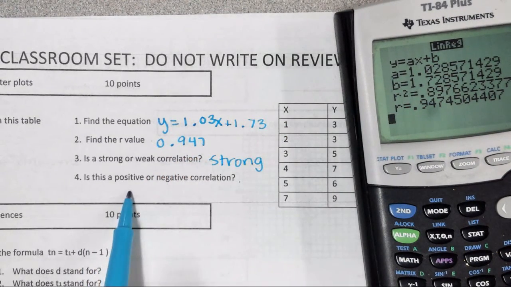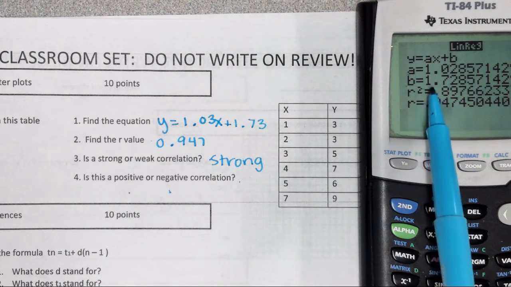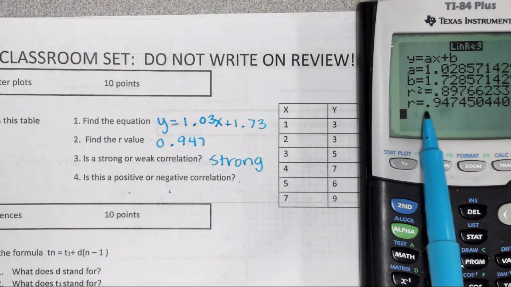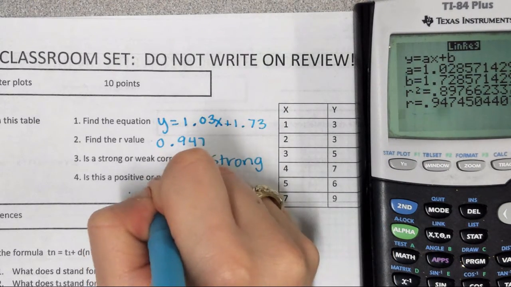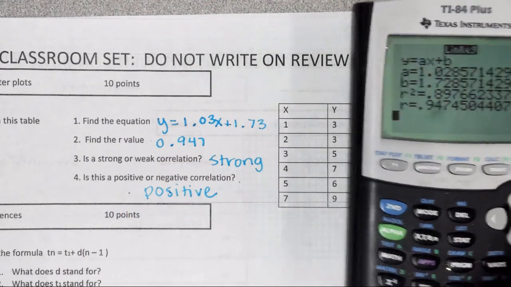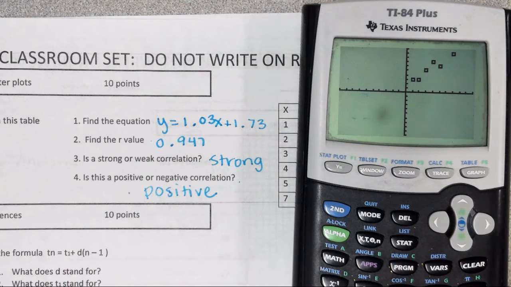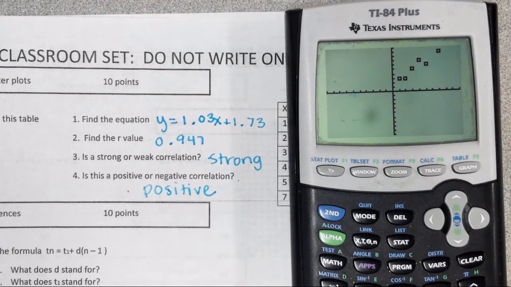And here it says, is it positive or negative? So we just look here. Our b value, our slope, is positive. Our r value is positive. Both of those values are positive, meaning that this is a positive correlation. If you don't like looking at these numbers because it's a little bit confusing, you can always go back and look at your graph and see here that this in fact has a positive slope and it is a positive correlation.